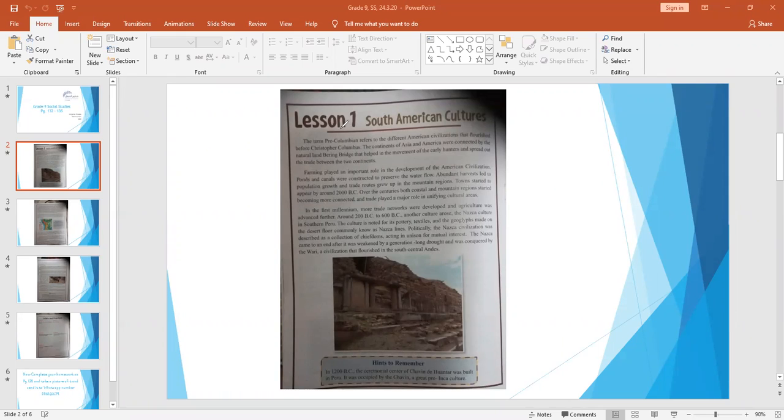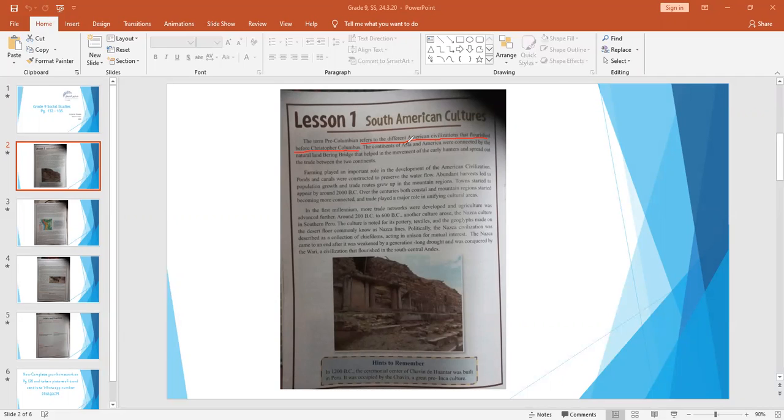South American cultures. The term pre-Columbian refers to the different American civilizations that flourished before Christopher Columbus. Now, as you know, Christopher Columbus was the one that founded America. So I want you to underline this important information: the term pre-Columbian refers to the different American civilizations that flourished before Christopher Columbus. Flourished in that context means that they came up, sprung up, or succeeded. Okay? So that is what the term pre-Columbian refers to.